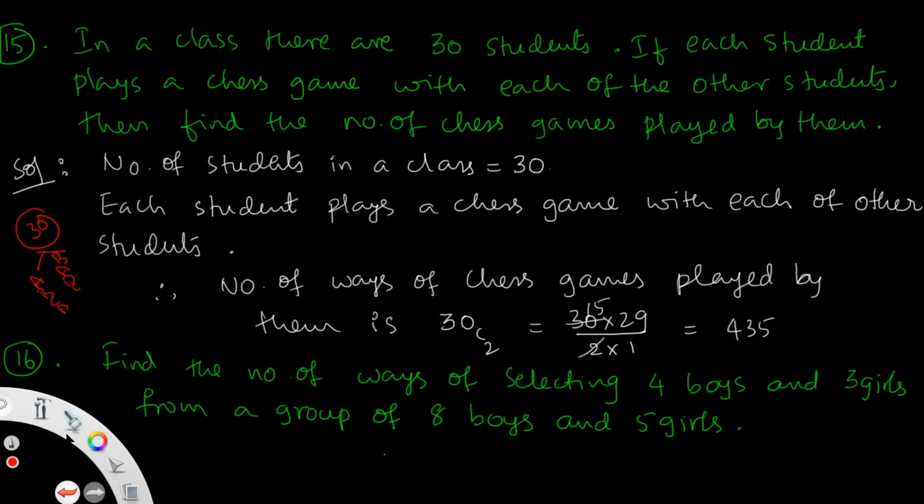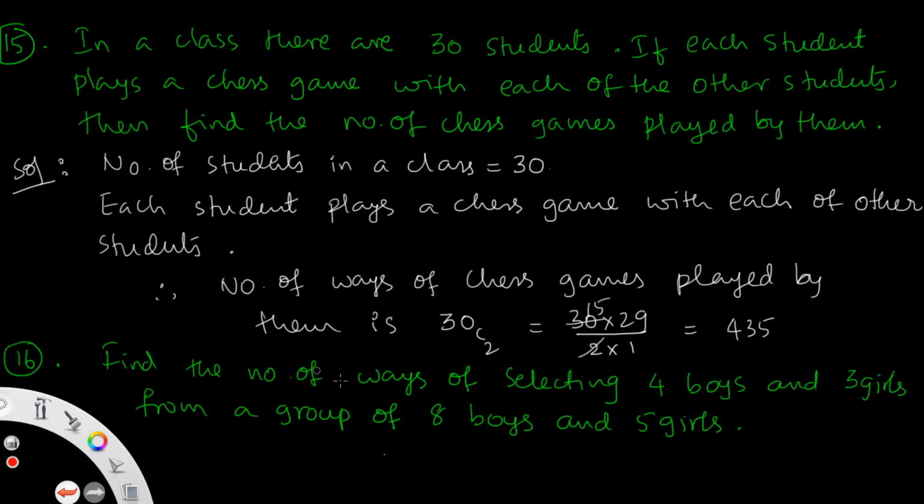Just think, Nana, that's all. Chess game means you select 2 persons out of 30 people. Whether it is A and B or B and A, the number of ways is the same, so you select 2 persons out of 30, which is 30C2. That is 435 ways. Question number 16.